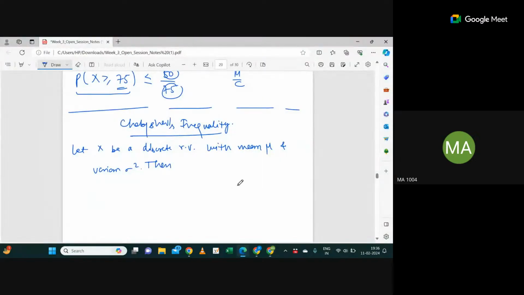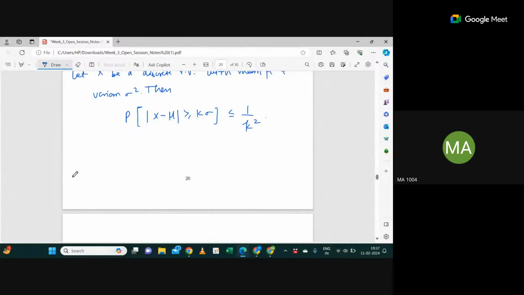Okay, so the Chebyshev inequality is defined as: probability of modulus of x minus mu greater or equal to k sigma is less or equal to 1 by k square. Don't worry, I will tell you how we can get this. Basically, the Markov inequality says probability that x is greater or equal to c is less or equal to mu by c, where x takes non-negative values only.